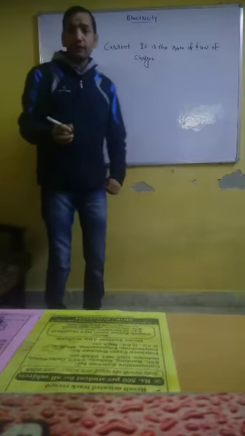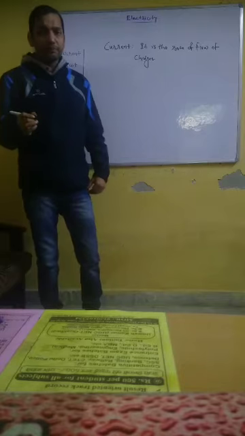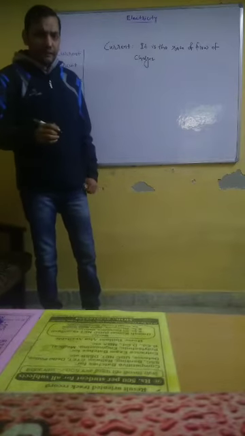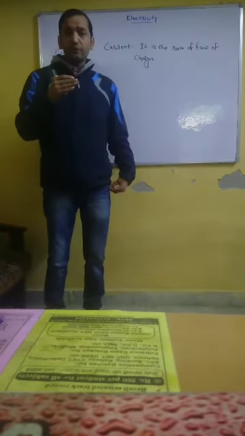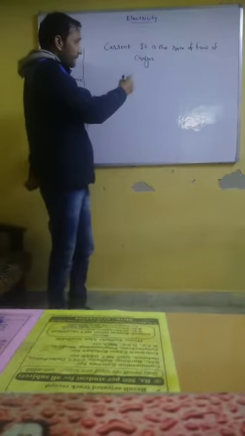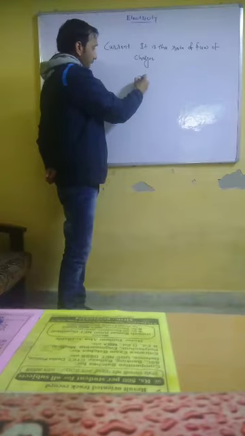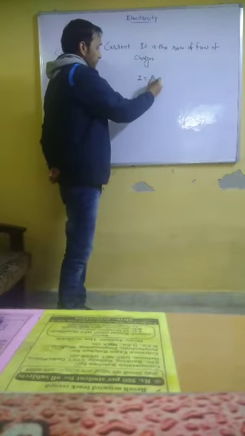Current is known as the rate of flow of charges. It implies that in unit time the charges which flow is known as current. We can express it as I is equal to Q by T.